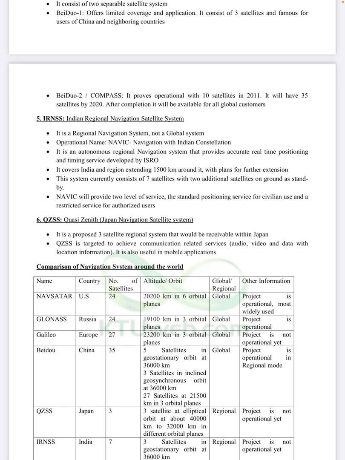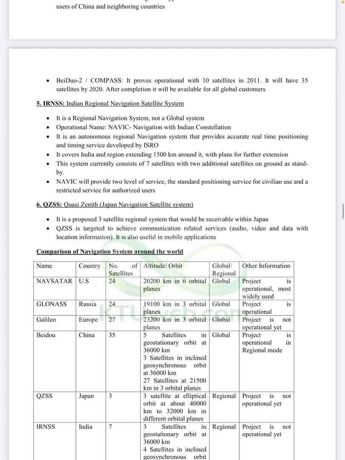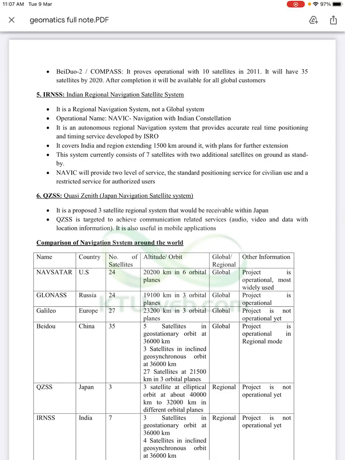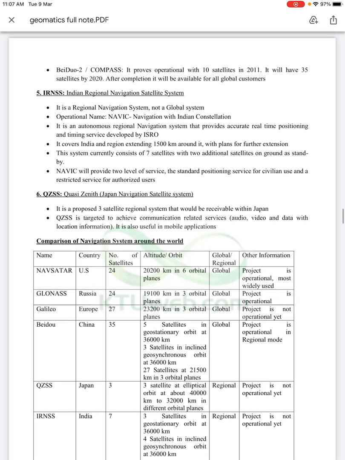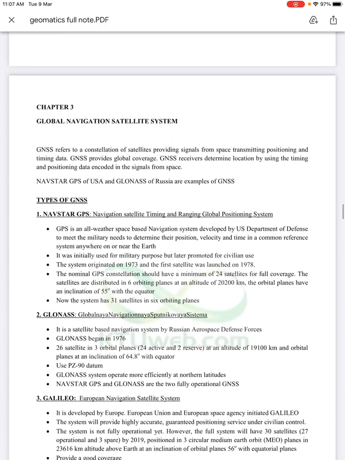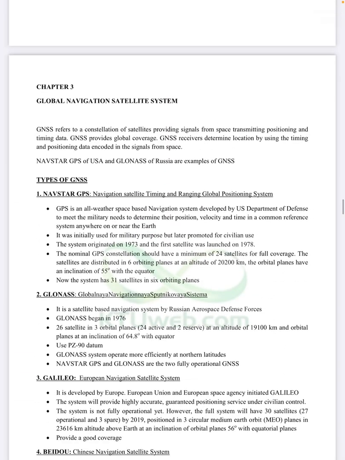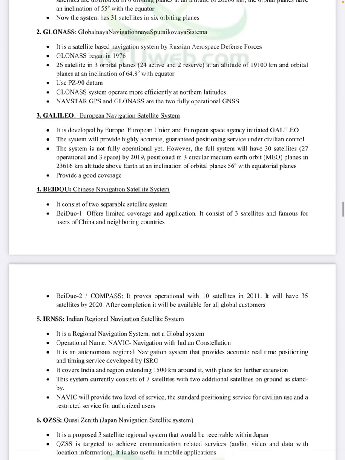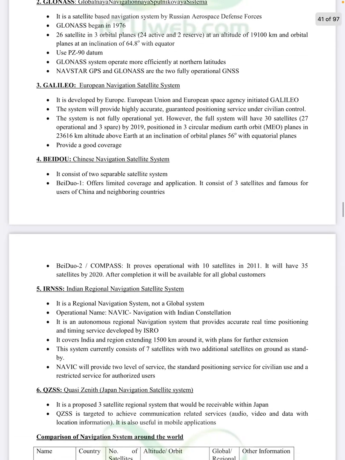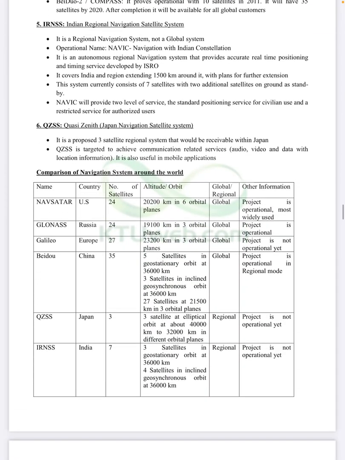Next one is QZSS, the Quasi-Zenith Satellite System, which is Japan's navigation satellite system. It is proposed as a three-satellite regional system that would cover Japan. It is used for communication services and also in mobile applications. So these are the types of global navigation satellite systems. The different properties of GPS we are going to discuss in the later sections.